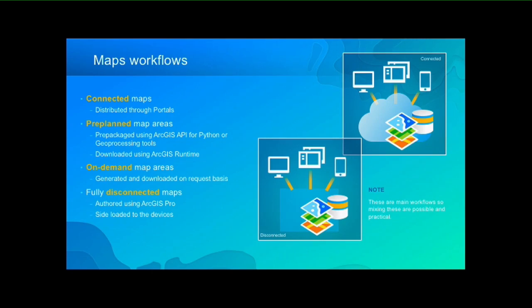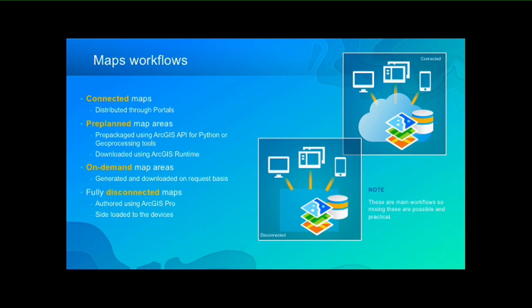In the on-demand scenario, you're still taking a piece of your map offline, but it's more runtime app initiated. So in this case, the runtime app would make the request to the backend services to generate data for a certain extent. And either your user needs to define that extent, or you'd need to code in your app what the extent is going to be that goes offline.